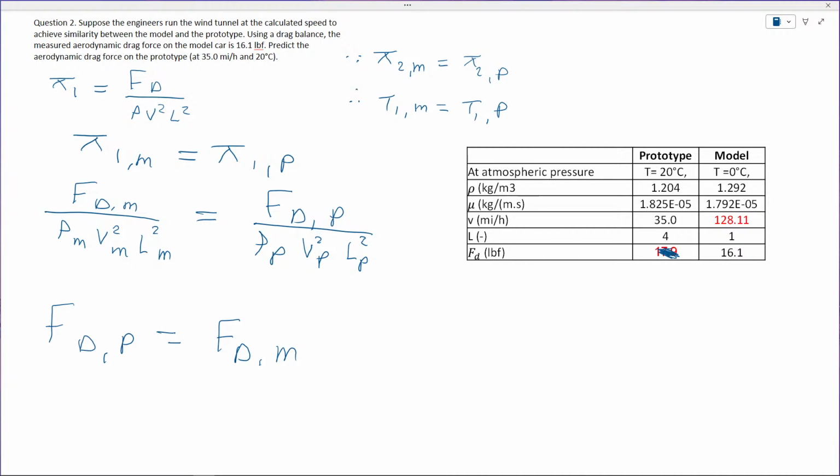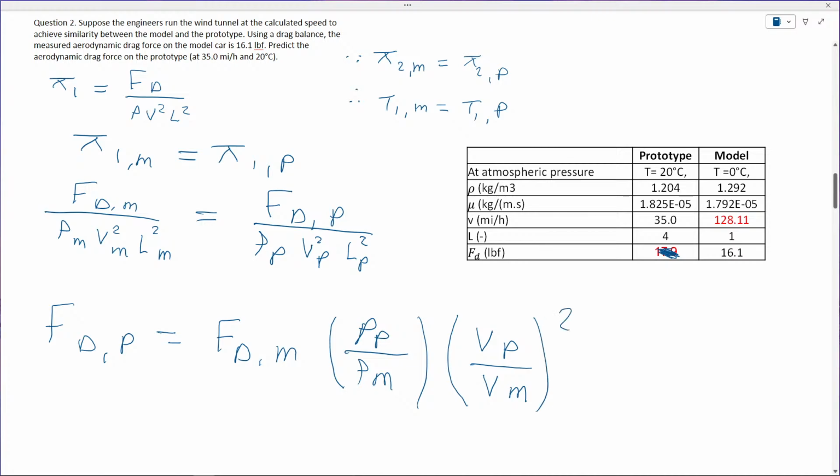So this is equal to this. Basically that would be rho prototype over rho model, times v prototype over v model squared, times L prototype over L model squared. That's what it should be.